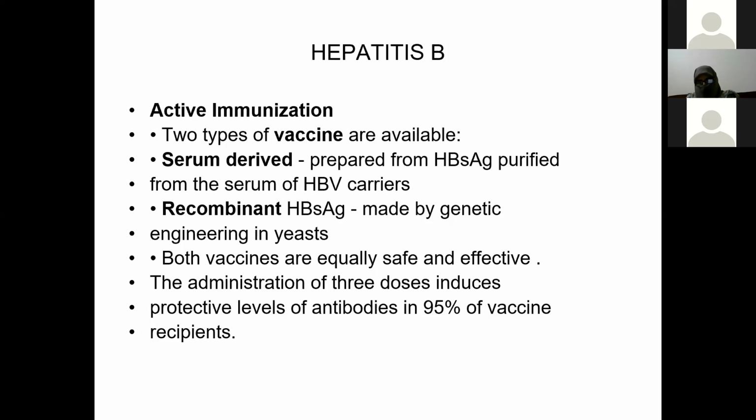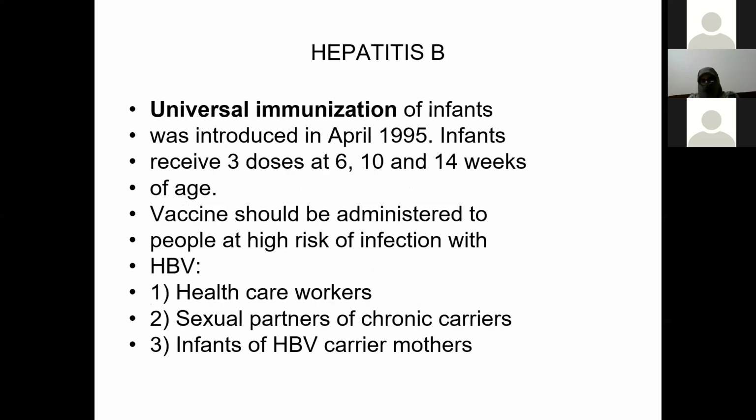Yeah, now WHO has recommended that there should be universal immunization, 3 doses, and usually babies should be administered the hepatitis B immunization within 4 hours. Because I told you 2 points: one, it can be transmitted from carrier mothers, and if hepatitis B occurs in the young age then there's more chance to get chronic hepatitis.